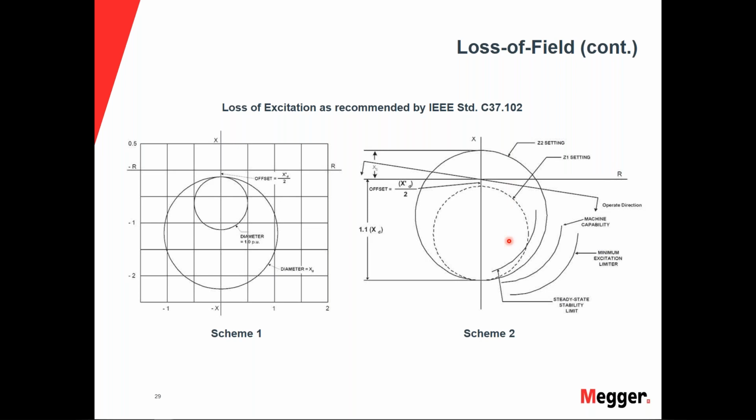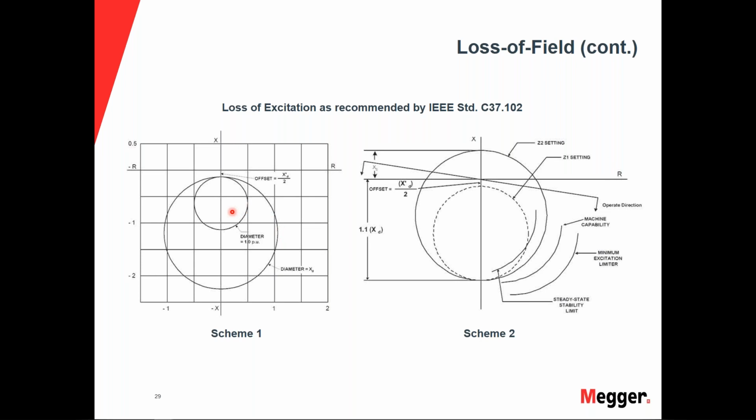The first scheme lets you look at an offset mho element that looks into the machine. This is going to have a 90-degree maximum angle of torque, and we're using two offset mho circles, one for zone 1 and a possible zone 2 if it is set. Sometimes you get the zone 2, sometimes you don't. It all depends on engineering.